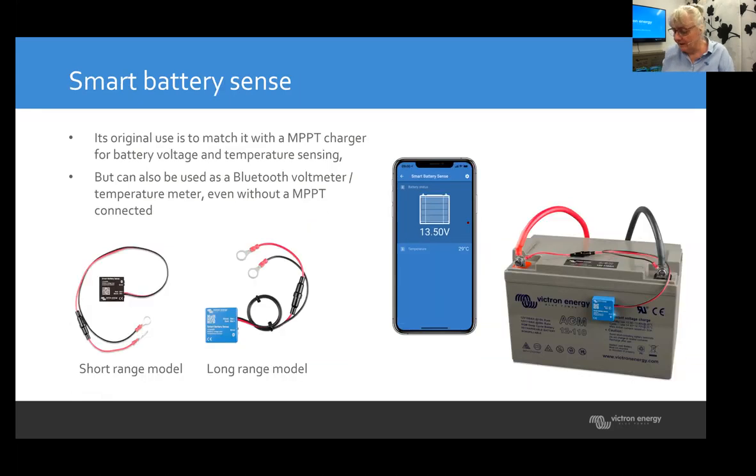Other way would be, you can even use our smart battery sense units, which I talked about earlier already in the new products, I think, or they keep reappearing. You can even use them as a Bluetooth voltmeter. You can connect them to a battery. Like Craig has got a good one, and Craig actually advertised this solution to me.